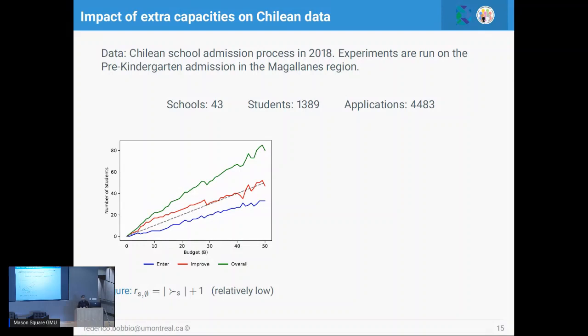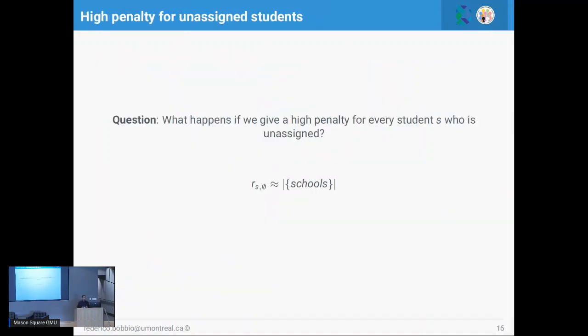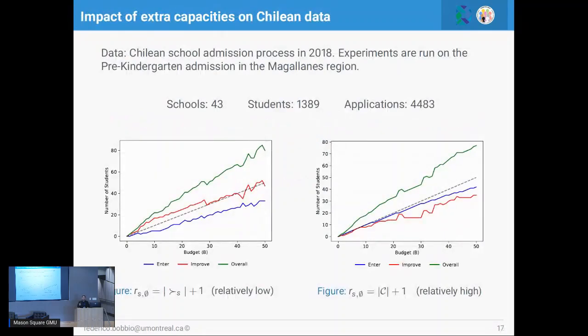The blue line instead represents the students who, as a consequence of allocating optimally the extra capacities, manage to enter the matching. So as we see, with a very low penalty, the model will tend to prioritize the improvement of students rather than the entry of new students into the matching. So the question is, on the spectrum, what happens if we start to increase the budget? And what we see is that the phenomenon of before flips, meaning that as we augment the value of the penalty, we see that students who previously were not enrolled managed to get the priority of being assigned into new schools.